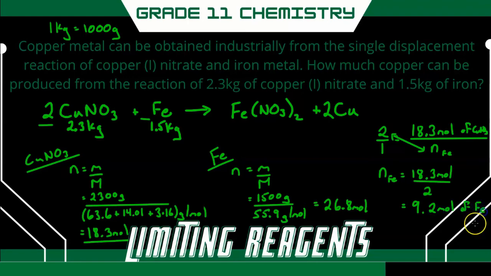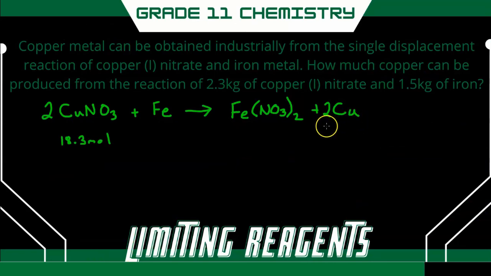Alright, so what does this tell you? It tells me that to completely react with all of the copper nitrate that we have, we only need 9.2 moles of iron. But we have 26.8 moles of iron. We have way more iron than is required. So iron is in excess, and therefore copper nitrate is our limiting reagent. Now we can move on and figure out how much copper we actually get.